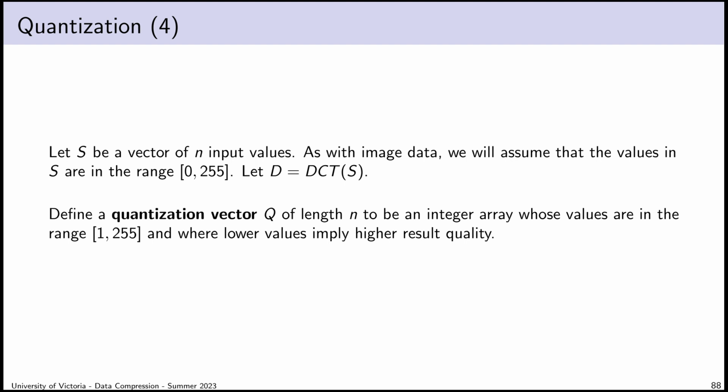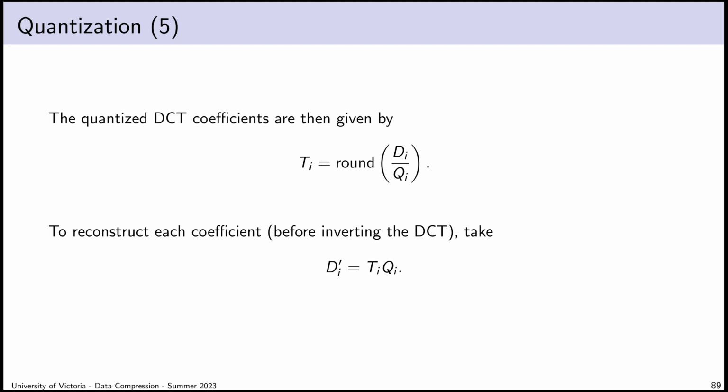I'm going to define S to be a vector of n input values. I will assume, because we're building up to processing images here, that the values of S are integers in the range 0 through 255. And I will let D be the DCT of my sequence S. I'm going to define a quantization vector Q, and as a rule of thumb, the quantization vector helps you determine the quality setting of your result. So you can think of Q as the quality parameter. Q is going to be a vector of the same length as S with values in the range 1 through 255, and values of one or lower correspond to higher quality. So the larger the quantization vector's value is, the more I'm going to reduce the quality of that coefficient. Okay, so how do I do the quantization?